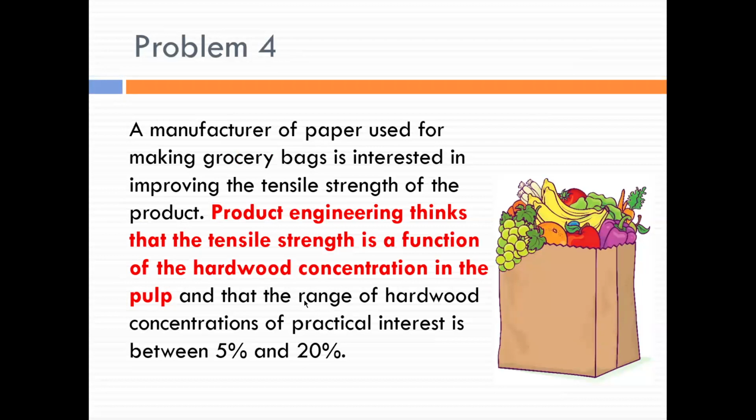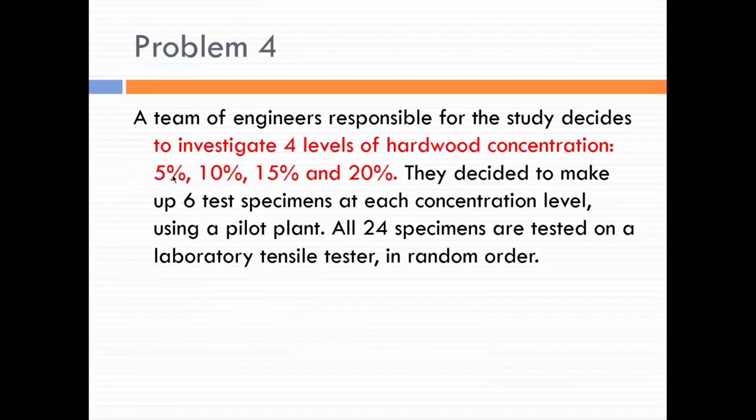Okay, so we're doing one-way ANOVA here. We have only one factor and several levels, and in this case we have 4 levels: 5, 10, 15, and 20. With 4 levels, the experiment used 6 test specimens per level, so we have a total of 24 specimens. Okay?